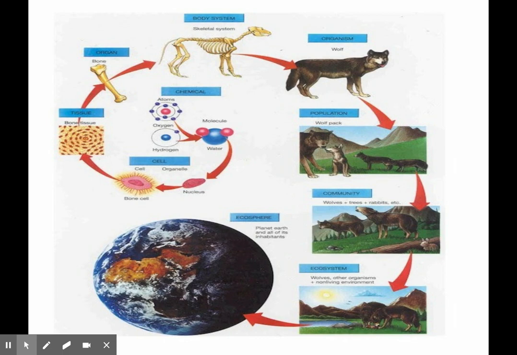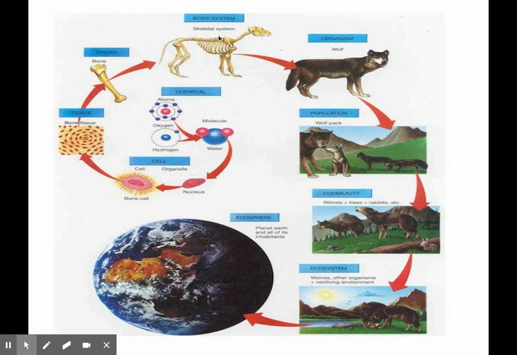So we've got atoms making molecules, molecules working together and stacking together to make organelles. If you get enough organelles together, now you can have a cell. Get a group of cells together and you've got tissue. Get enough tissue together and you can make an entire organ. Get enough organs together, you can make an organ system.